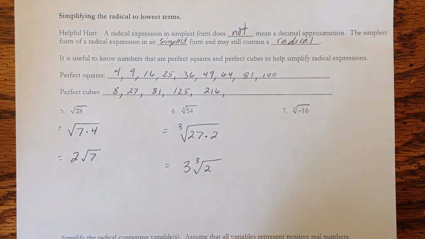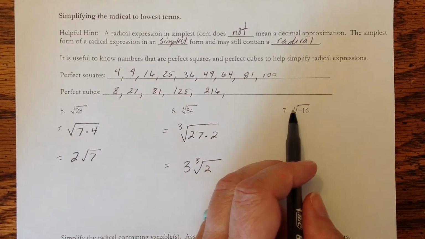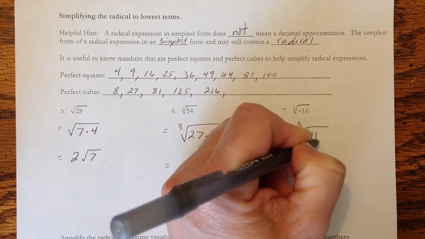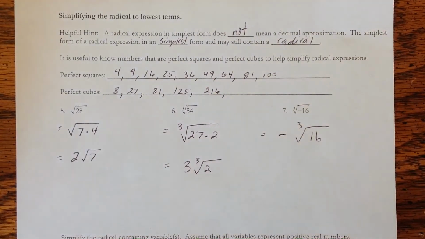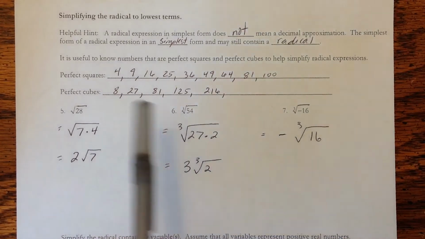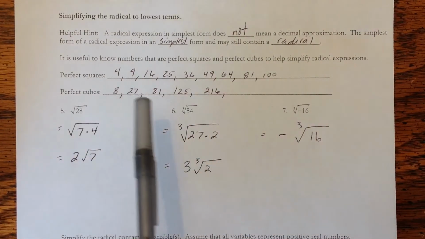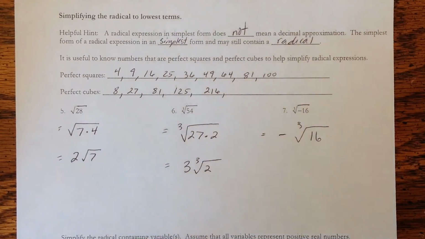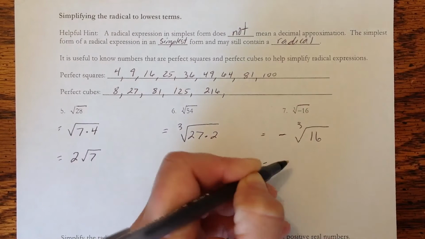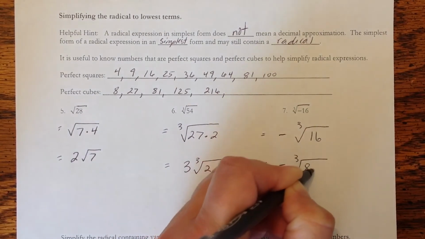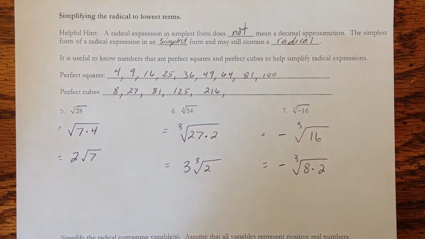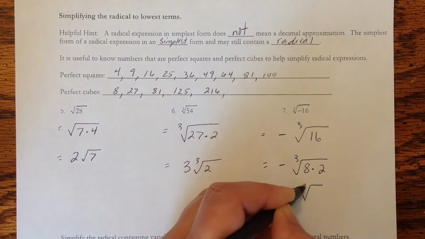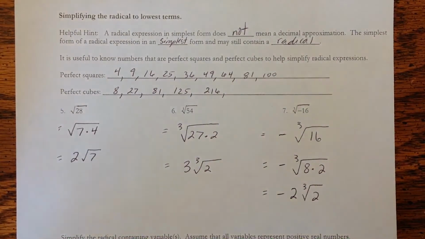Now this one, every time I see the odd root with a negative underneath, I yank the negative out immediately. So now I have negative cube root 16. So cube root, I want to look at my cube list and want to see which of these cubes divides 16. Well, the only one in my list that goes into 16 is 8. So this is negative cube root of 8 times 2. So then I can take the cube root of 8 and get 2. So I have negative 2 cube root of 2. And now they are simplified.